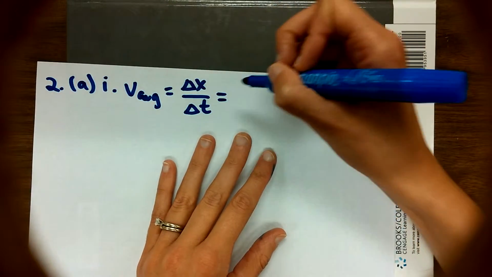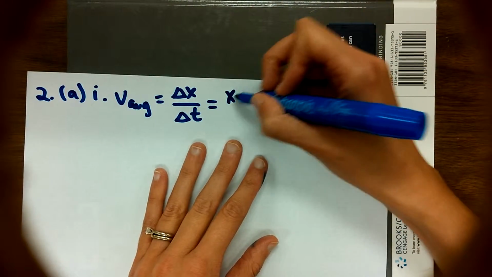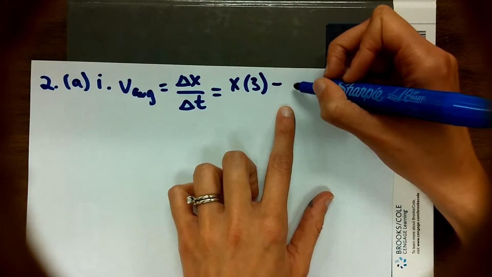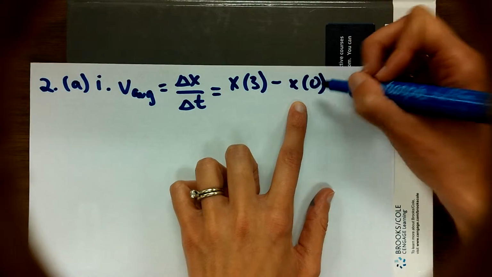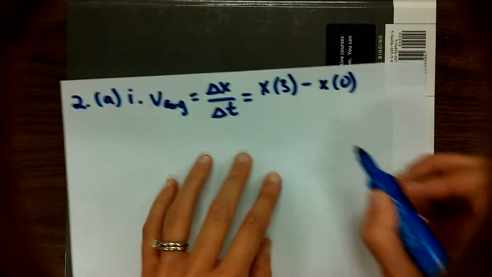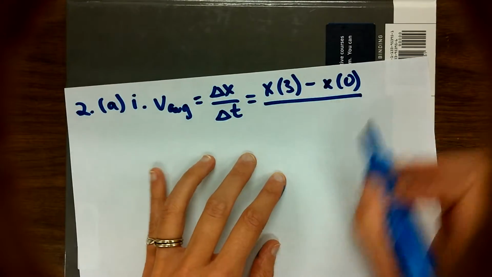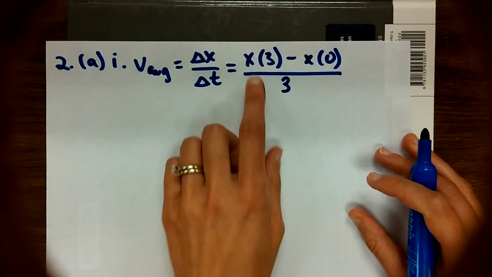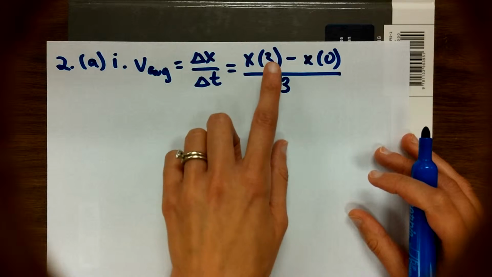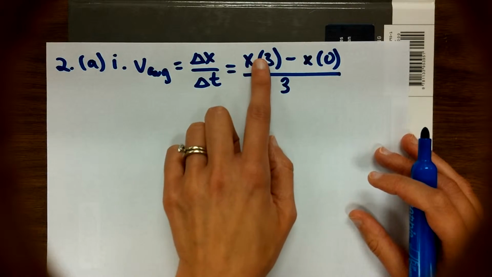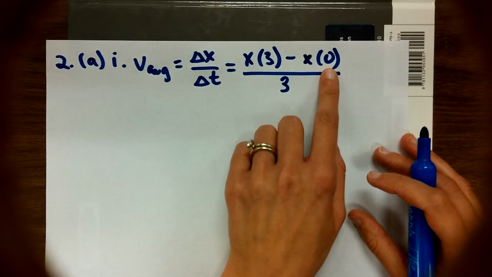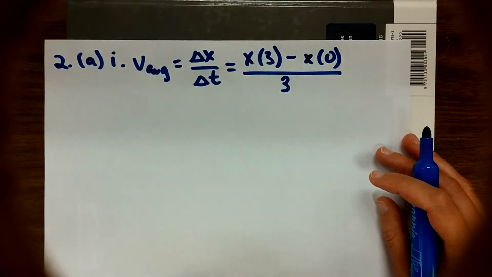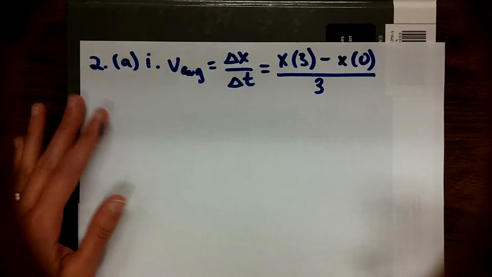And displacement is change in position. So we're just going to find the position at 3 seconds, at the end of the time interval, and then subtract where it was at 0 seconds, which was the beginning of the interval, and then divide by the amount of time that took, and it was a 3-second interval. So you're just going to use the position function, put in 3 for time, find where it was at 3 seconds, put in 0 for time, find where it was at 0 seconds, subtract to get how far it went, divide by the time, and that will give you the average velocity.